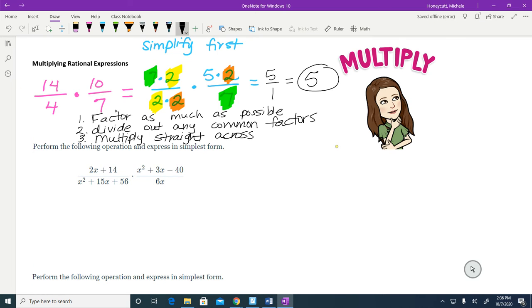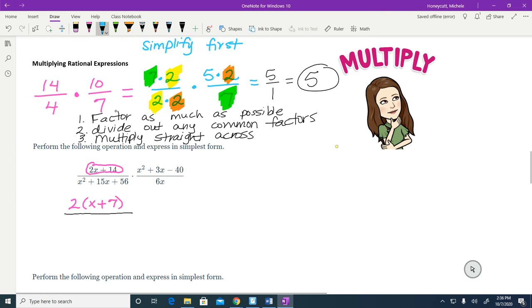Okay, so here's an example. Perform the following operation and express in simplest form. So I'm going to factor everything as much as possible. Right here, 2x plus 14, there's a greatest common factor of 2. So I can factor that into 2 times x plus 7. That part's factored. Bring down my division symbol.